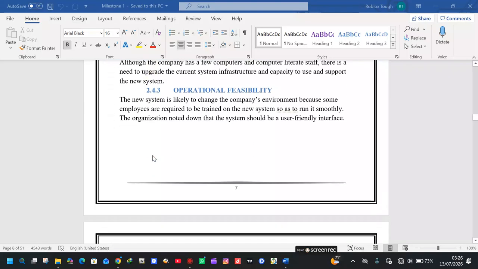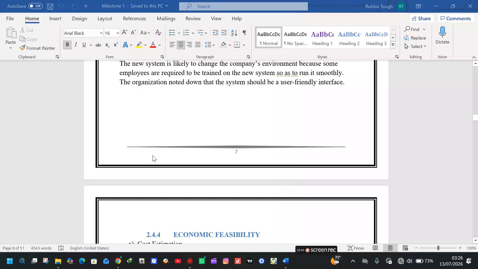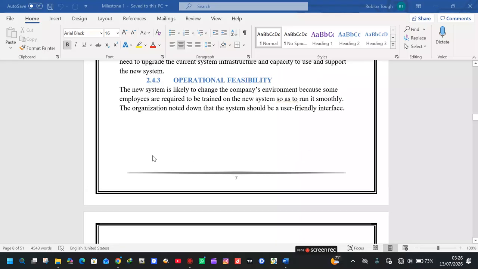Let's proceed to the operational feasibility. So the new system is likely to change the company's environment because some employees are required to be trained on the new system so as to run it smoothly. The organization noted down that the system should have a user-friendly interface for both the computer literate and the computer illiterate.